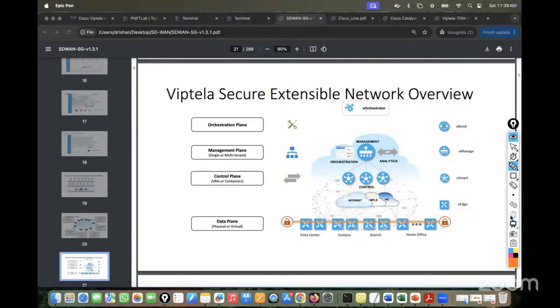Means if I am going to use the same vManage for multiple customers, my resources are going to be distributed for customer A, customer B, and customer C. But if it is used for a single customer, then every resource belongs to that single customer.